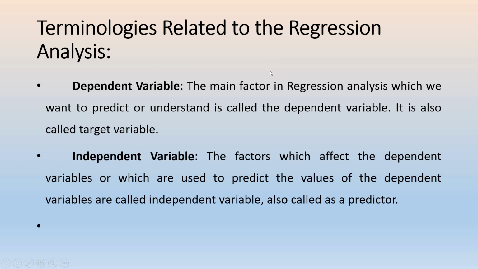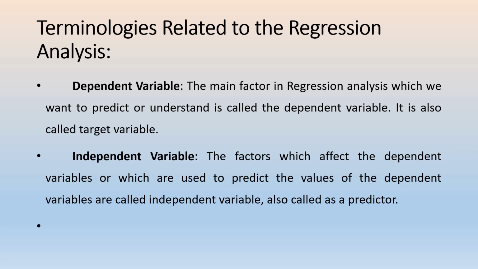The main factor of the regression analysis which we want to predict or understand is the dependent variable. It is also called the target variable. Normally, in the data set, this target variable is at the end. The rightmost part is the target variable or the dependent variable.